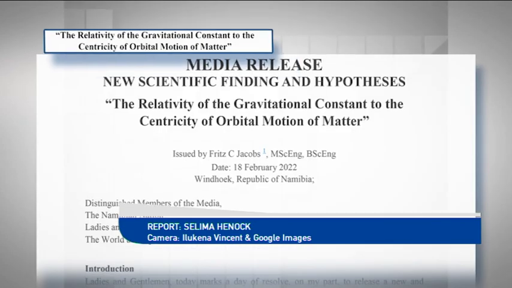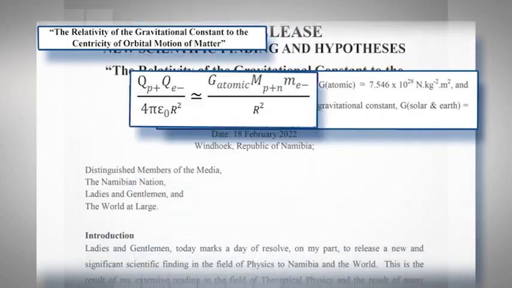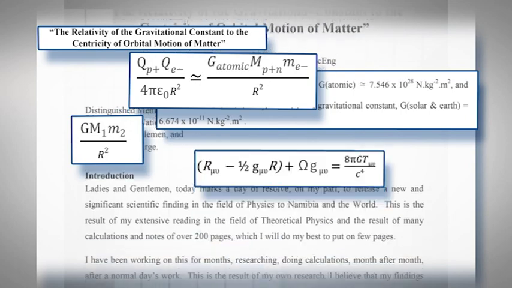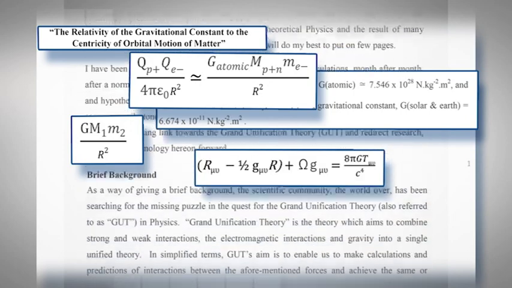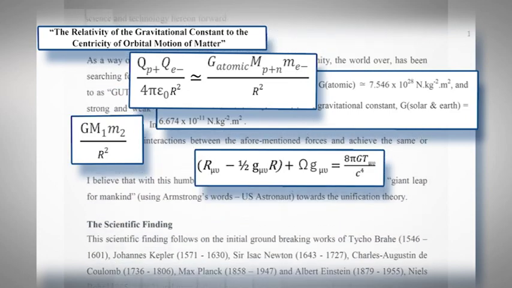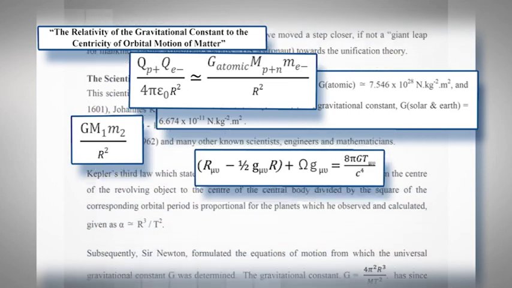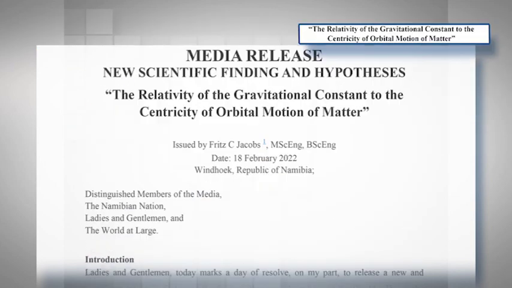Jacobs explains the gravitational constant at atomic level is G atomic and is different from the gravitational constant G of solar and F. Jacobs illustrated this with numbers included in his findings that he has been working on for months.